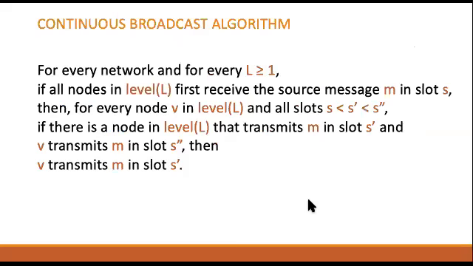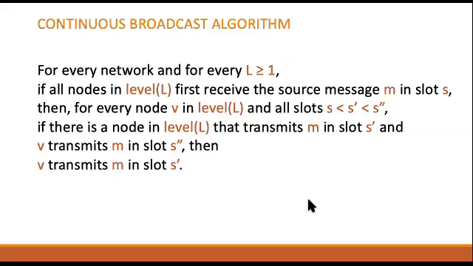Formally, a broadcast algorithm is continuous if it satisfies this technical property. For every network and for every level of that network, if all nodes in level L first receive the source message M in the same slot S, then for every node V in level L, if V transmits M in a later slot S double prime, and there is a slot S prime between S and S double prime in which some node in level L transmits M, then V also transmits M in slot S prime.